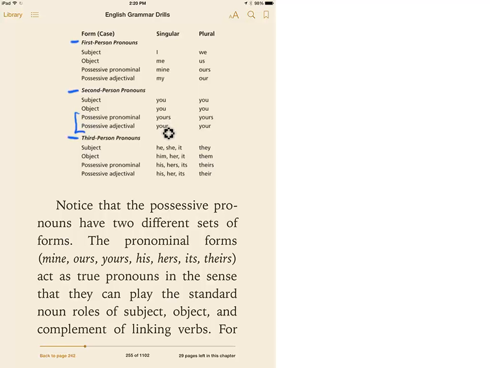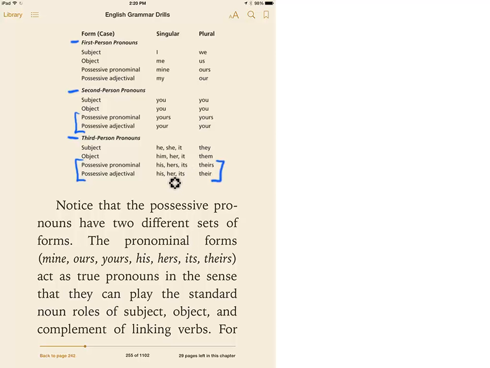Second person, yours and your, what the difference is. Same here. Possessive pronominal, and the possessive adjectival. And that sounds very complicated, but it's really not, and I'm going to walk you through that. So don't worry about the terms here. Pronominal and the adjectival, and you'll understand the difference here. But his, hers, or its, his, her, its.